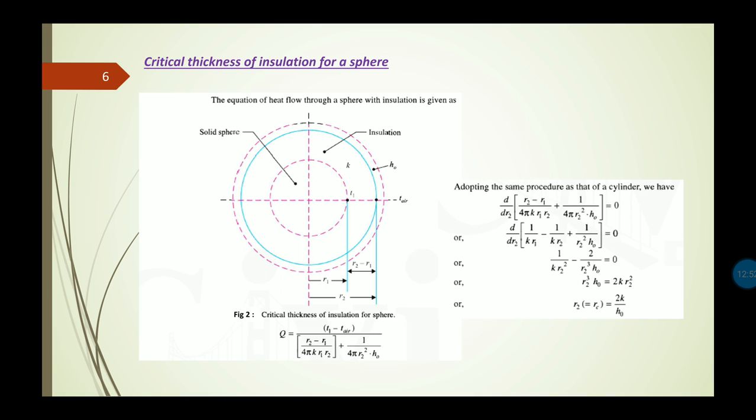So we need to implement the similar procedure which we have done in the last slide, that is in case of a cylinder. So we need to do the differentiation here. If we do the differentiation, then after a few steps, we will be getting R2, that is the RC, equals 2K by H naught. So this is the critical radius, the formula for critical radius of the sphere, equals 2K by H naught, and this is the derivation for the critical thickness of insulation for a sphere.